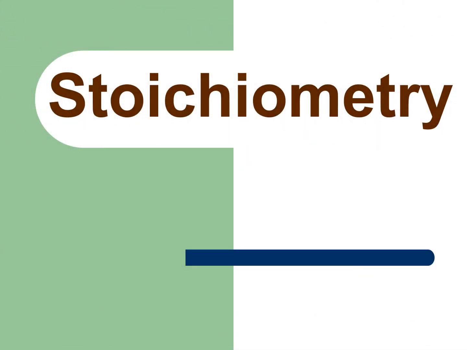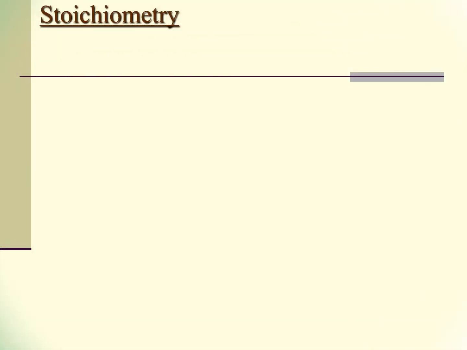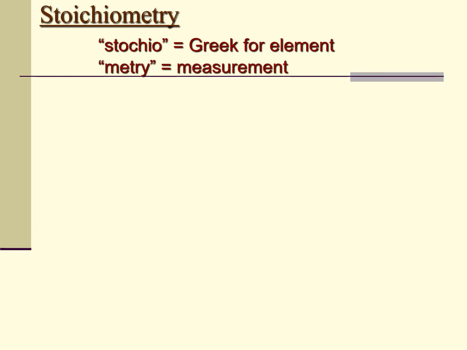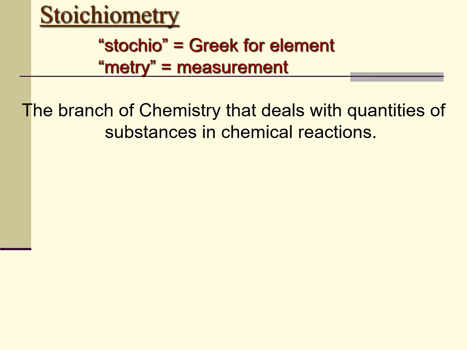Hello everyone, let us talk about stoichiometry. Stoichiometry comes from the Greek words stoichio, meaning element, and metry, meaning measurement. It is a branch of chemistry that deals with quantities of substances in chemical reactions.